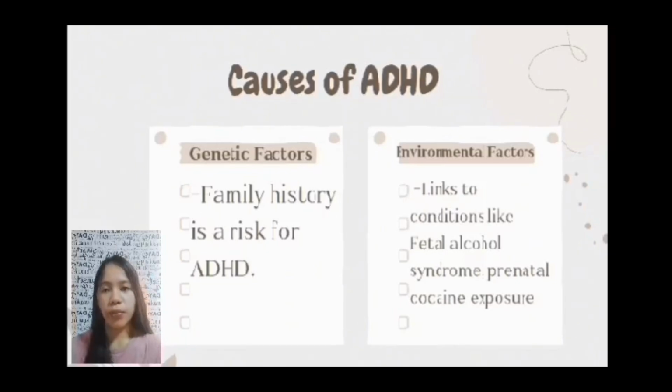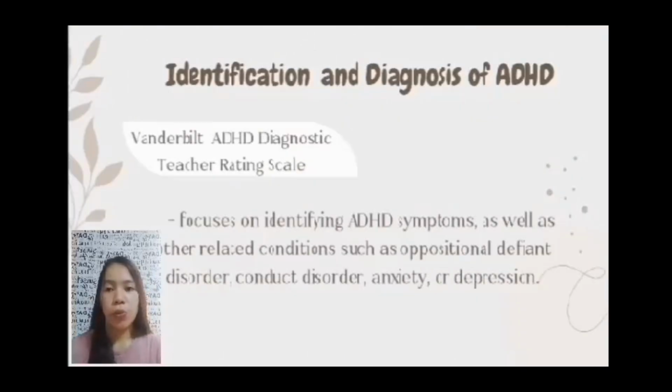Next, let's move on to identifying ADHD. So one of the tools that teachers can use in order to identify learners with ADHD is the Vanderbilt ADHD Diagnostic Teacher Rating Scale. It focuses on identifying symptoms as well as other related conditions such as oppositional defiant disorder, conduct disorder, anxiety, or depression.